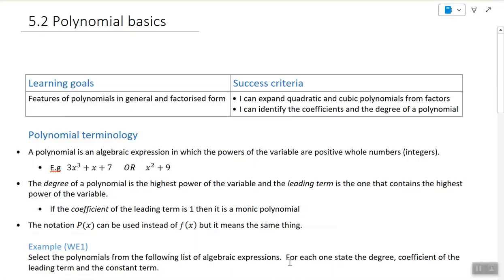Polynomial basics. What is a polynomial? What does nomial mean? Number. What does poly mean? Many. So you may have heard of polytheistic.